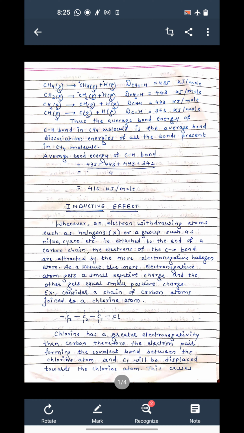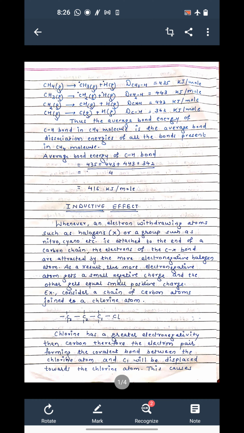Suppose we are considering a carbon chain. As you can see, here C1, C2, C3 and so on is a carbon chain, and at one end of this carbon chain Cl, chlorine, is attached. Now chlorine is a halogen, it is an electron withdrawing group. So what generally happens with the C1 and Cl bond is that Cl tries to attract the electron pair towards itself. So the Cl acquires a partial negative charge. So Cl becomes delta negative and C1 becomes equally delta positive.